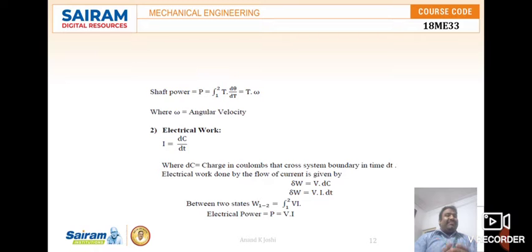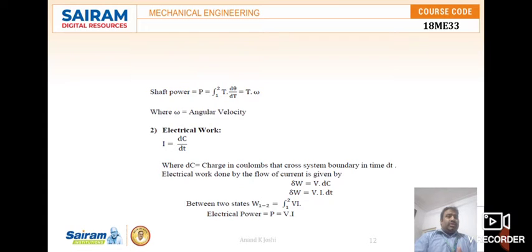In time dt. So electrical work can be calculated by the equation delta w is equal to v into dc. What is v? It is voltage, the potential difference. dc is nothing but I into dt. Taking the cross multiplication of I equals dc by dt, you get dc equals I into dt.